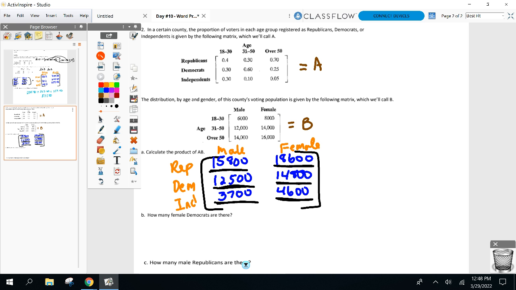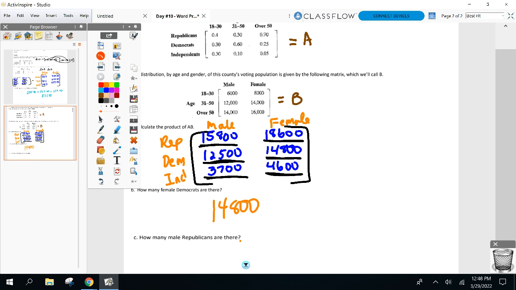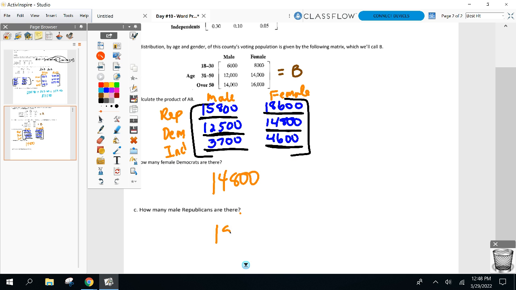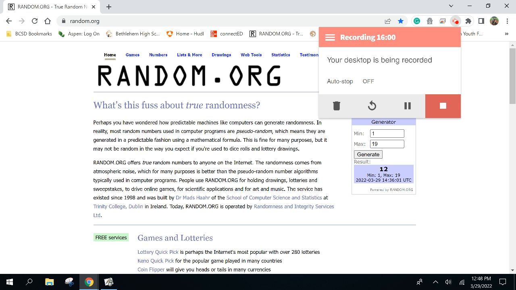Makes these questions pretty darn easy once we realize what the rows and the columns represent, right? How many female Democrats we looking at? Female Democrats, female Dems, 14,800. And then how many male Republicans? 15,800. All right. Questions there?